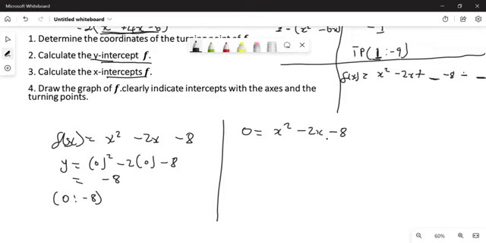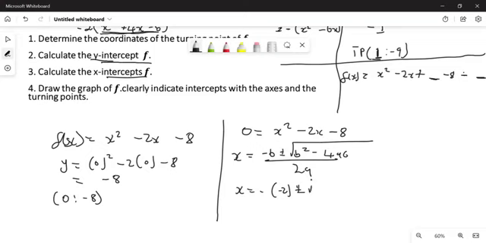If you know how to factorize with a bracket, you can do that. If you don't know how to do that, you're going to use the quadratic formula. The quadratic formula says x equals minus b plus or minus the square root of b squared minus 4ac, all over 2a. Then if you type this in, you're going to have minus minus 2 plus or minus the square root of minus 2 all squared minus 4 multiplied by 1 multiplied by minus 8, all over 2 multiplied by 1.